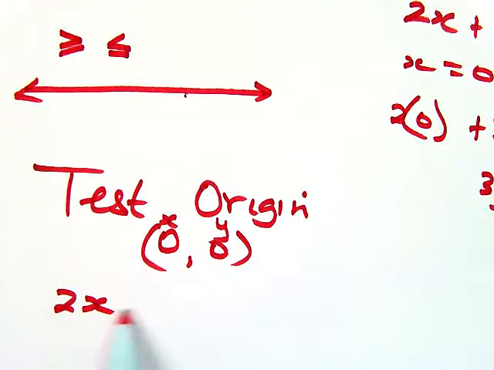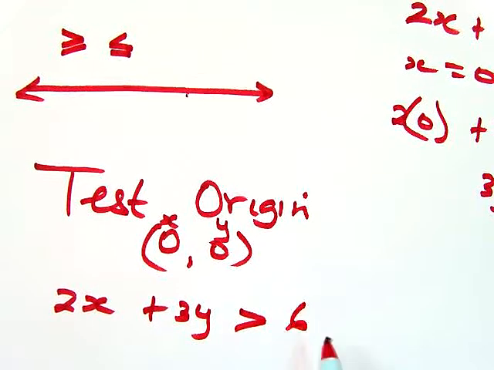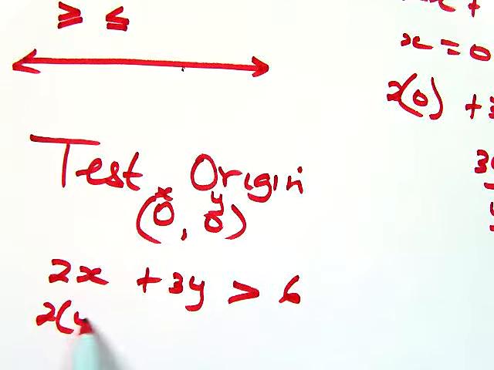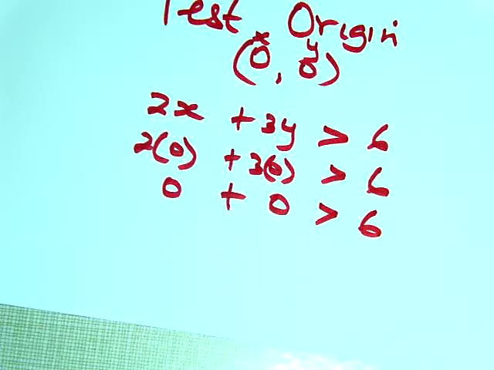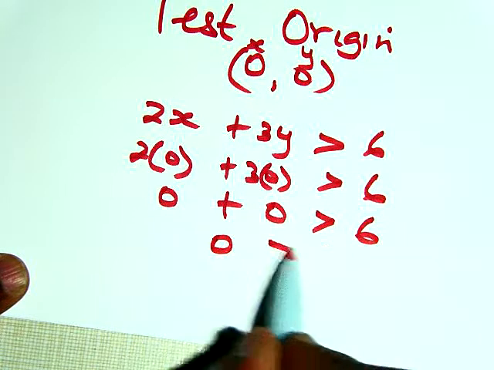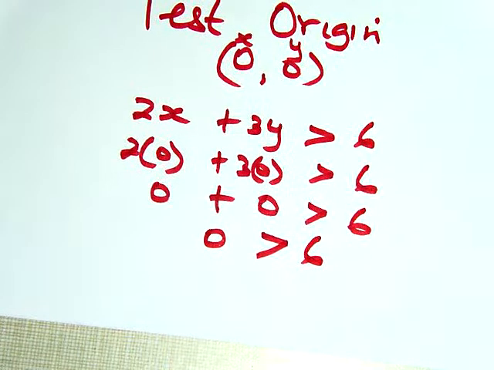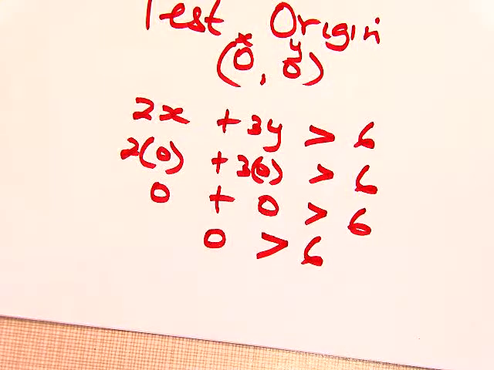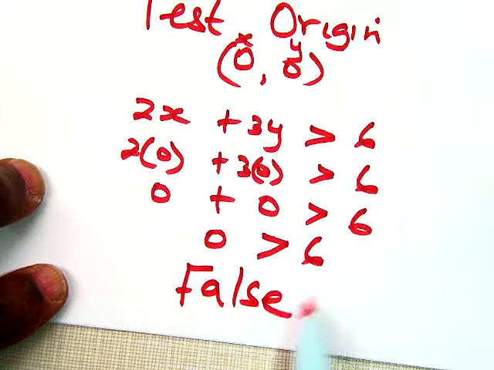So I take 2x plus 3y is greater than 6. So that becomes 2 times 0 plus 3 times 0 is greater than 6. So I get 0 plus 0 is greater than 6. So that's 0 is greater than 6. Is 0 greater than 6? No, that's not true. 0 is not greater than 6, so this is a false statement.